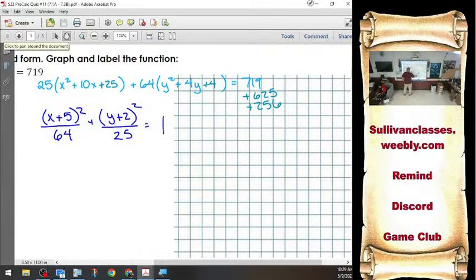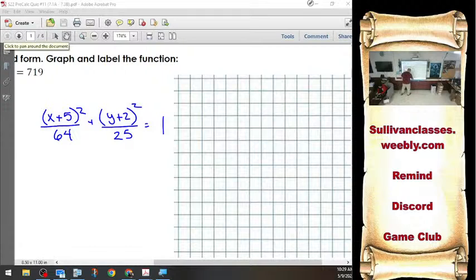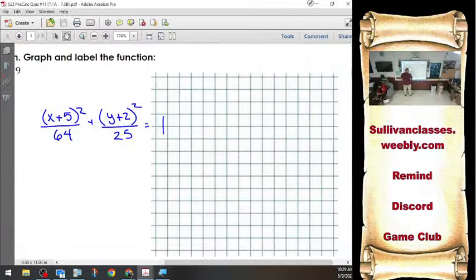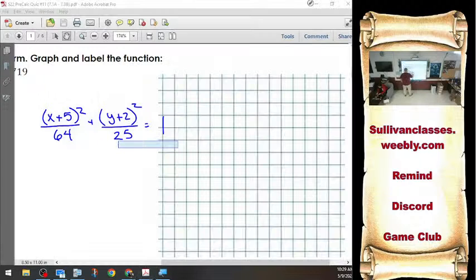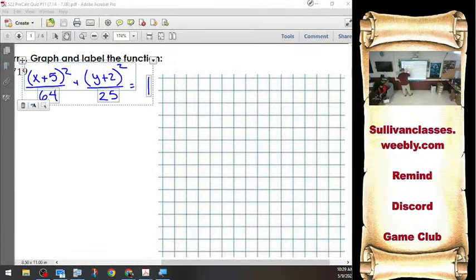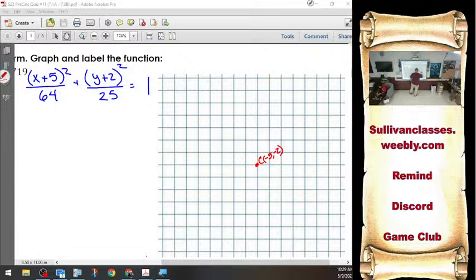I'll come over here and get rid of this so I can see what I'm doing. Where's my center? If my center's at negative 5, 2, I'm going to just go put center. Is this thing stretched vertically or horizontally? How do I know?